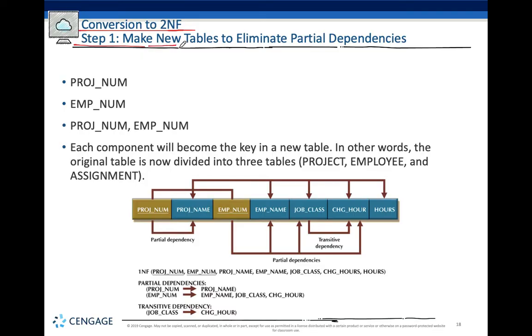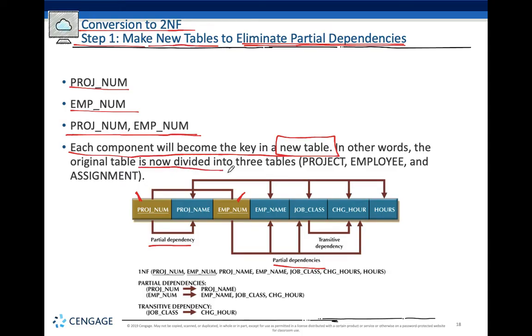The first step is to make new tables to eliminate the partial dependencies. If you remember from the first normal form, we had identified dependencies, and there were two partial dependencies that we had identified. To eliminate these partial dependencies, we list each of the components of the primary key separately, as well as the composite primary key. So we list first project number, then the second component of the primary key, employee number, and then the full primary key, project number, employee number. Each component will become the key in a new table.